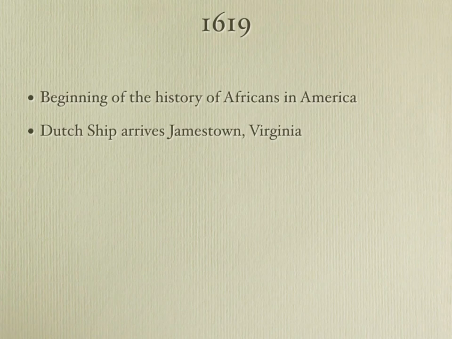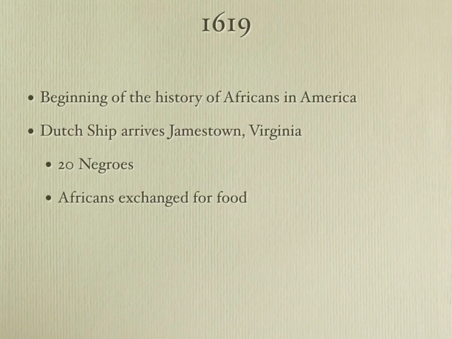A really odd occurrence happened during that year. A Dutch ship was sailing off the coast of Jamestown, captained by a man named Captain Jope. This ship docked, and the captain informed the British settlement at Jamestown that they had run out of food. What they had to trade for food were 20 African slaves. So the British exchanged food for these African slaves.